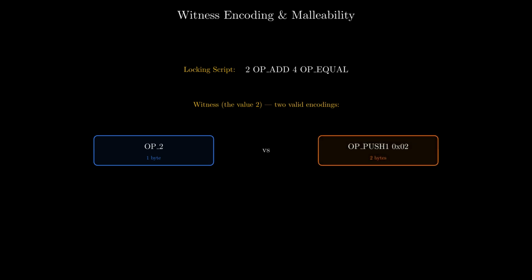Consider a simple locking script. 2, OP_ADD, 4, OP_EQUAL. The witness, the value 2, can be encoded multiple ways. The opcode OP_2, or OP_PUSH 1 followed by the byte 0x02. Both are valid. Both produce the correct result. But they're different bytes, producing different transaction IDs.